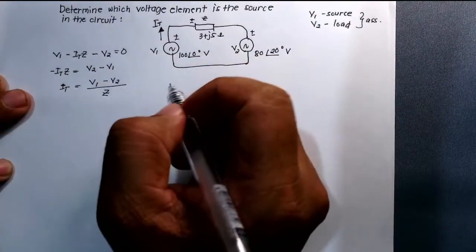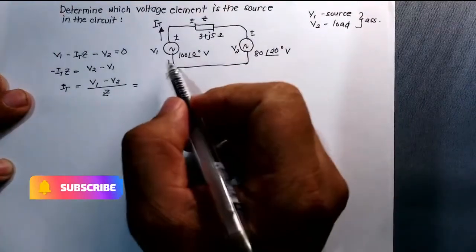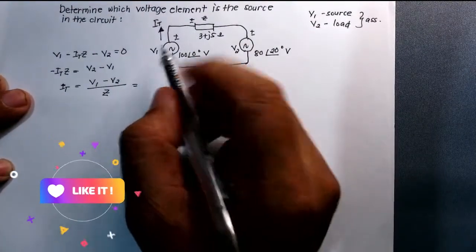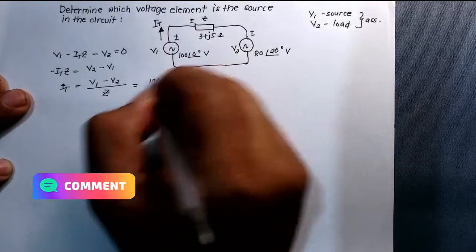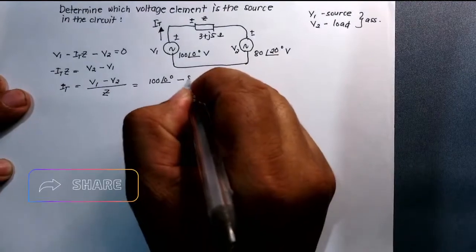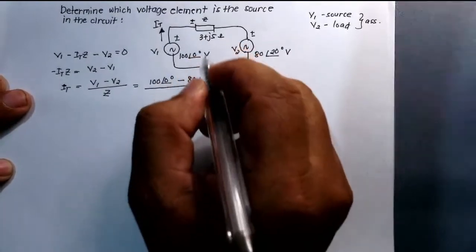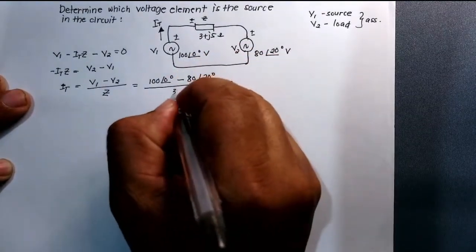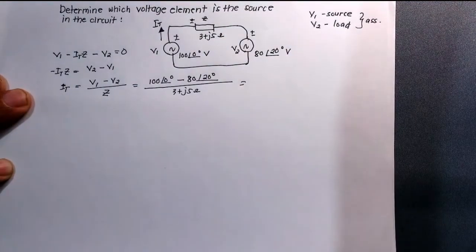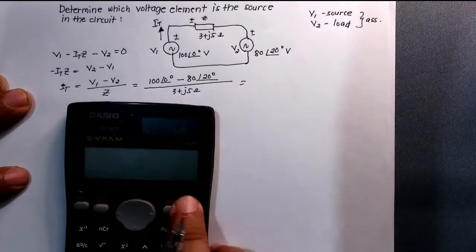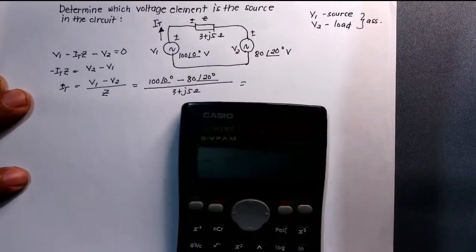I have been given the value for B sub 1, which is 100 cis of 0 degrees, and for B sub 2, that will be 80 cis of 20 degrees, all over the impedance 3 plus J5 ohms. So what we are doing is that we will change our polar form to rectangular form.